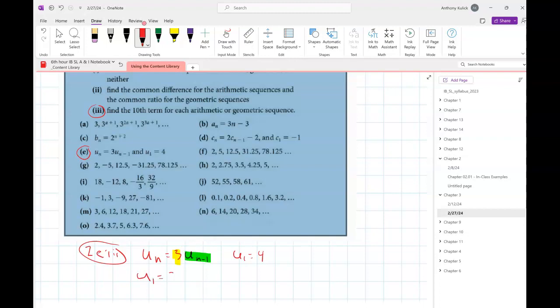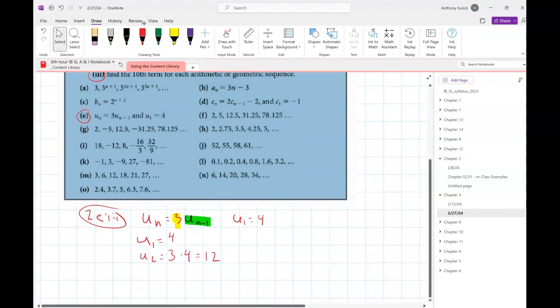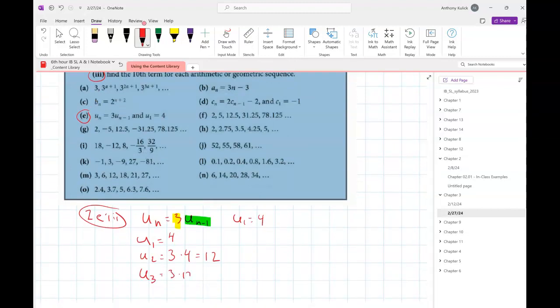So we know U1 is 4. What's U2 going to be? 12. It's 3 times the previous term, so 12. And U3 would be 3 times the previous term, so that's 36. And you can continue doing this. The numbers are starting to get obnoxiously big.